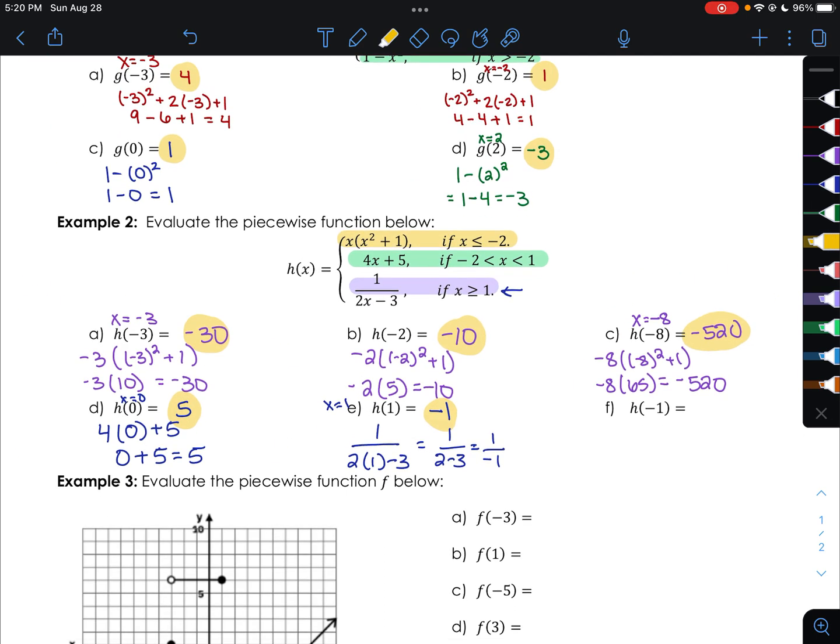Okay, if we do h of negative 1, that falls into this middle equation. So I have 4 times negative 1. My x equals negative 1. 4 times negative 1 plus 5, which would be negative 4 plus 5, which equals 1. So h of negative 1 is 1.